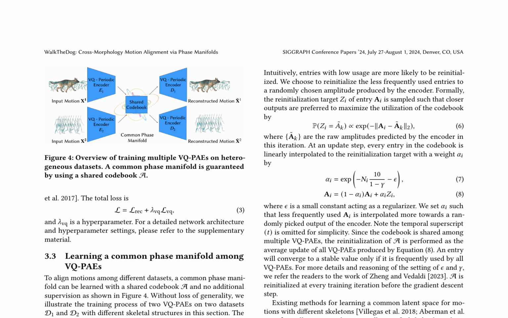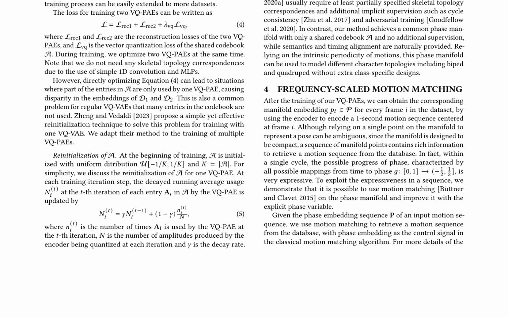They illustrate the training process for two VQPAEs on two datasets with different skeletal structures, which can be extended to more datasets. The loss function for training two VQPAEs is a combination of reconstruction losses and vector quantization loss. The authors adapt a reinitialization technique proposed by Jung and Vidaldi, 2023, for training with one VQVAE to address the issue of disparity in embeddings.